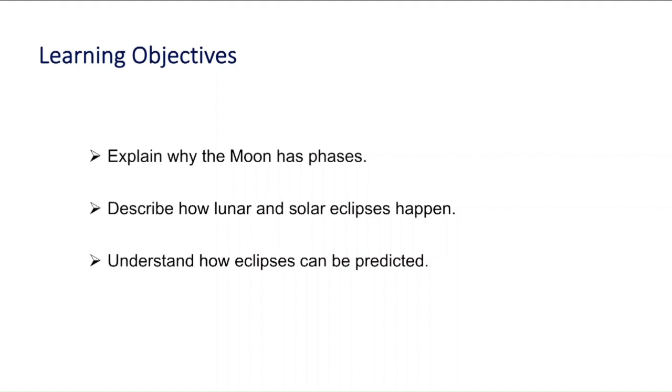Here are the goals for this chapter. First, we will learn why the moon appears to change shape. That's what we call its phases. Next, we will talk about lunar eclipses, where Earth's shadow falls on the moon, and solar eclipses, when the moon blocks the sun. And finally, we will understand how astronomers can predict exactly when these amazing events will happen.